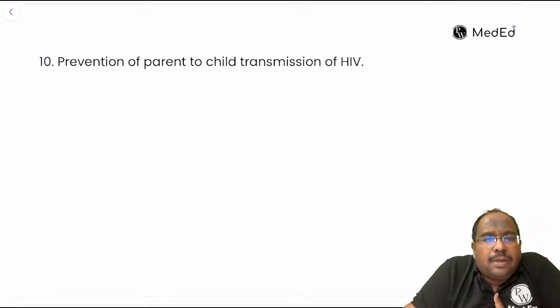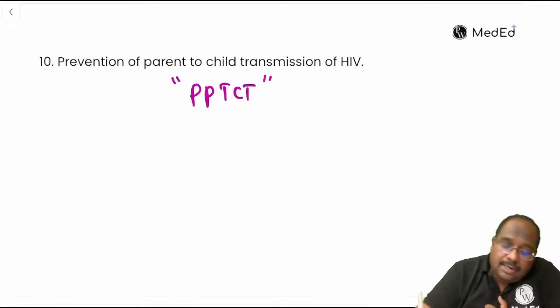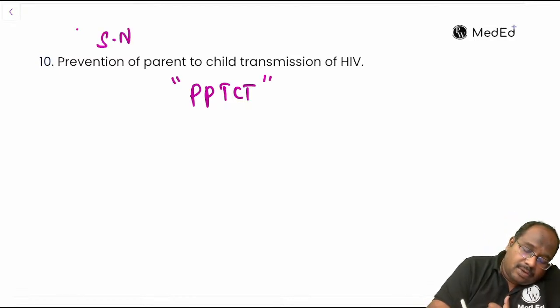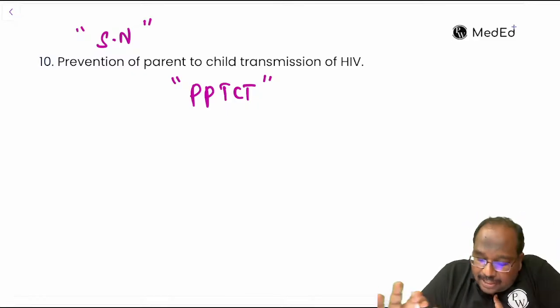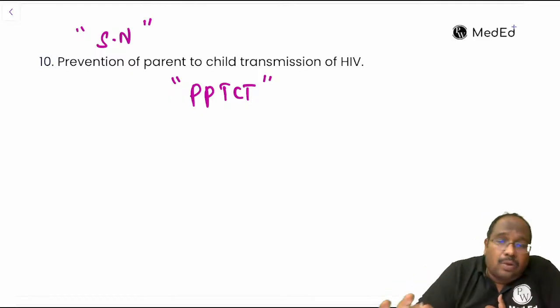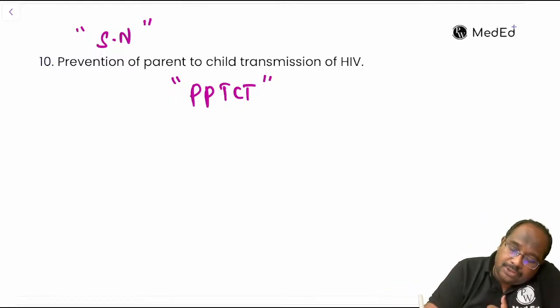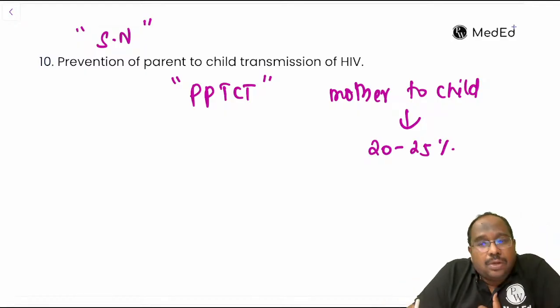PPTCT, prevention of parent to child transmission. Again, this is a short note for you. STDs are HIV. The mode of transmission is from mother to child. The risk is around 20 to 25% chance of getting HIV.